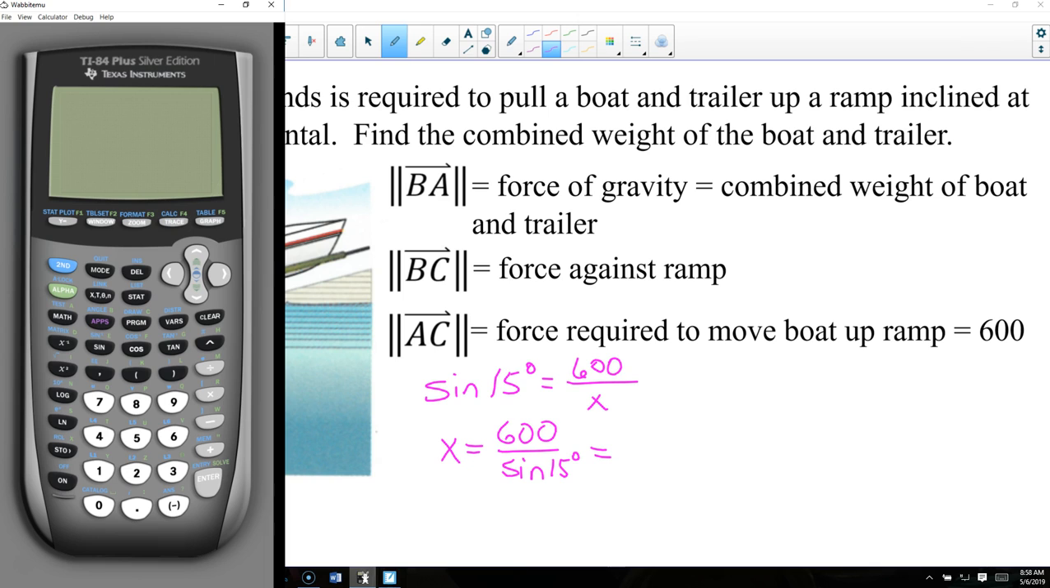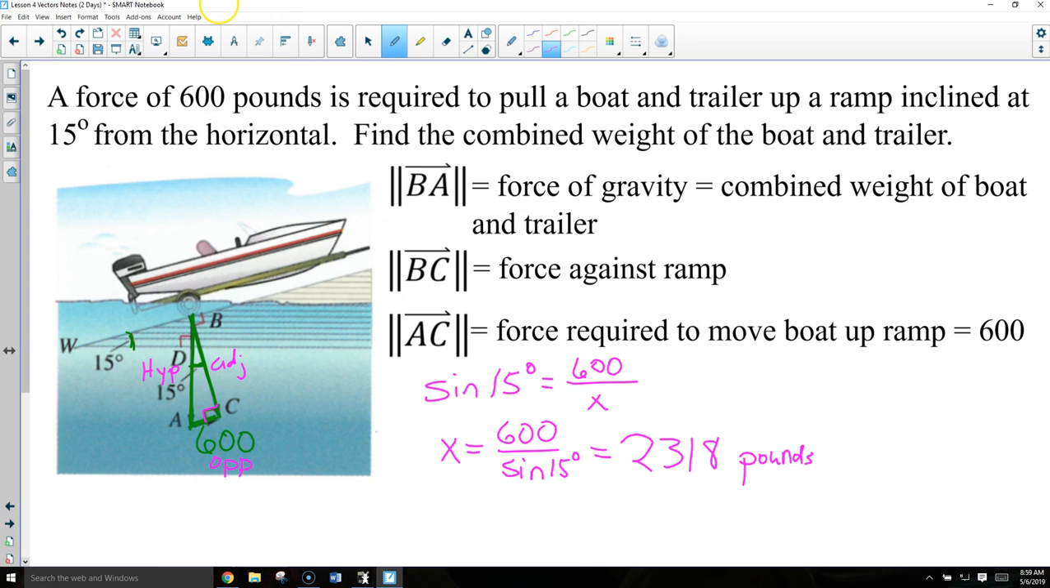So grab the calculator. 600 divided by the sine of 15 is 2,318.2, and our label in that is pounds. So we found that the weight of the boat and the trailer together is 2,318 pounds.